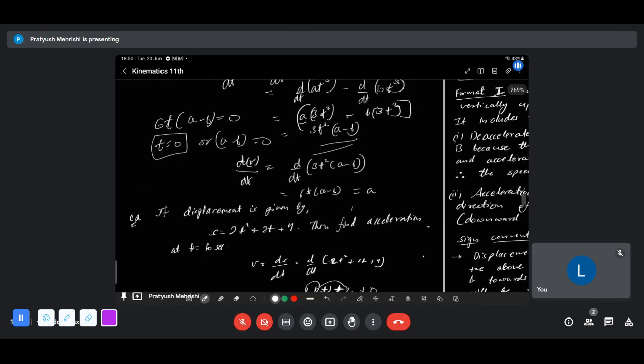Now, see again this question. If the displacement is given by this, then find the acceleration at t equals 10 seconds. How to do it? This is very important. Again, you just differentiate the displacement and you will get the velocity, and then differentiate again to get the acceleration at t equal to 10 seconds. Okay? Yes, sir.